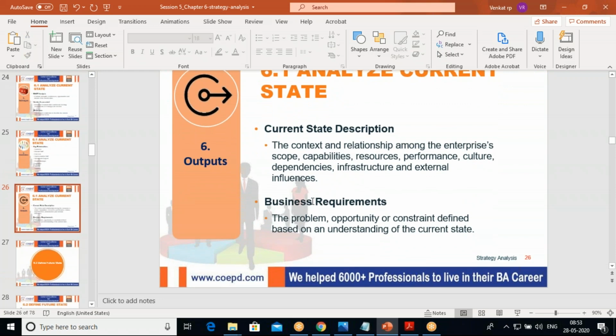The output of this particular stage is that you are going to describe the current state: the context and relationships among the enterprises, scope, capabilities, resources, performance, culture, dependencies, infrastructure, and external influences. All this you will describe as the current state, and then you will also come up with the business requirements. So what is the problem, what is the opportunity, and what is the constraint, defined based on an understanding of the current state. You have to define it. This is the output of analyze current state.